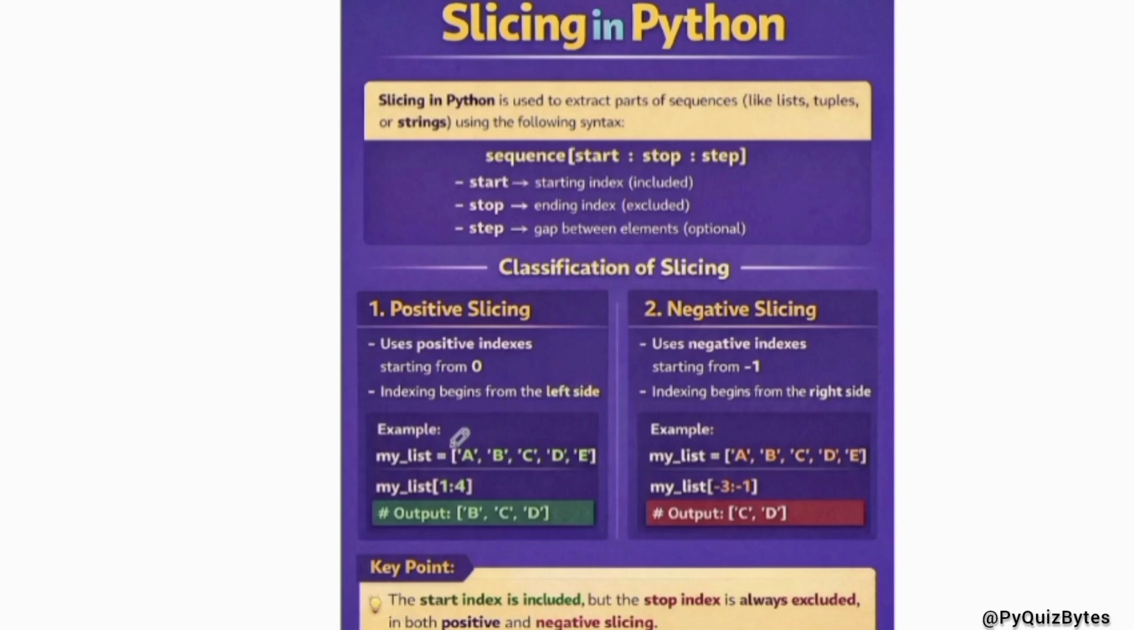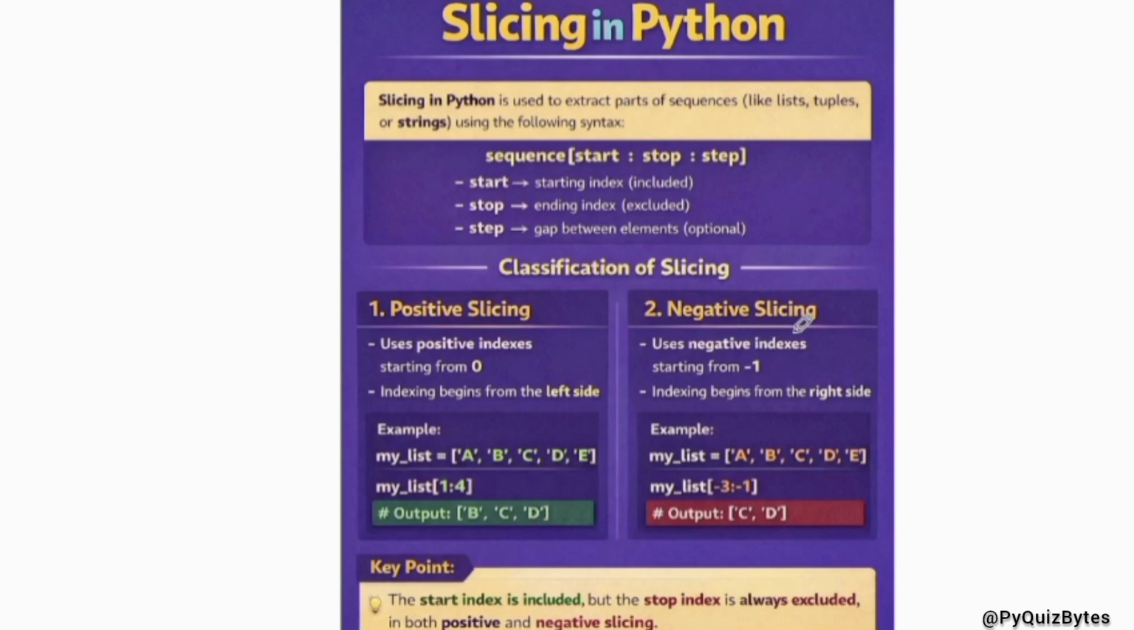Coming to the example, here you can see my list is equal to A, B, C, D, E. The start is 1 and stop is 4. Meaning it will count from 0 from the left side. So 0, 1, 2, 3, 4. So 1 means it will start from B and it will end at D, because 4 will get excluded, meaning E will get excluded. Till before that it will consider. So B, C, D will be the final output of this collection.